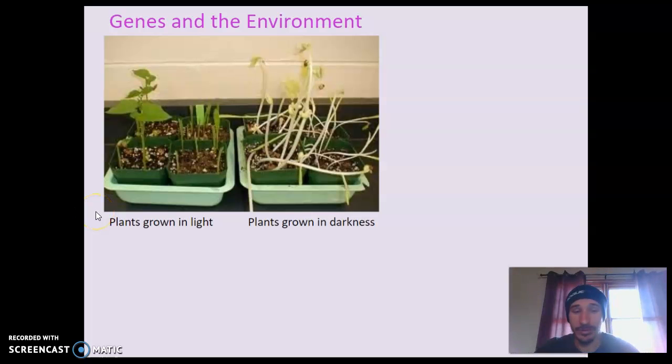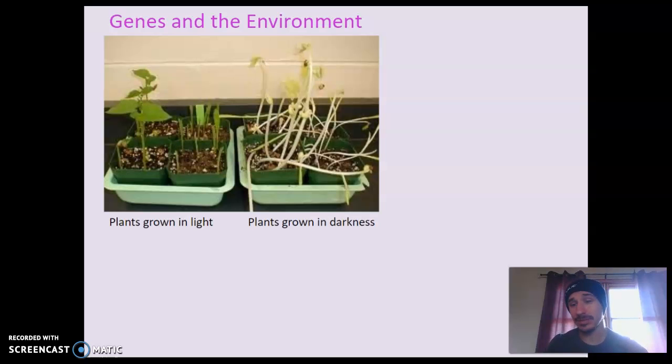Okay, ladies and gentlemen, before we jump into the patterns of inheritance that don't follow Mendel's three basic principles, the ones that are outside the norm of what we talked about, I want to talk to you a little bit about the importance and the balance between your DNA and the genes that make it up and the environment in which you're raised.